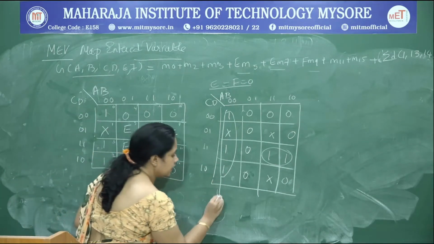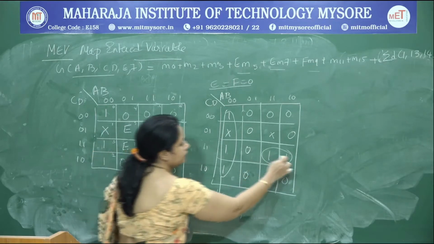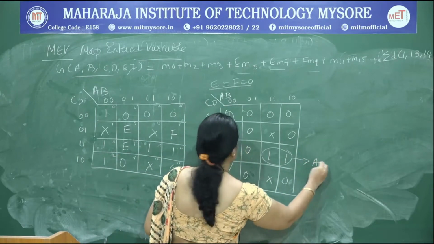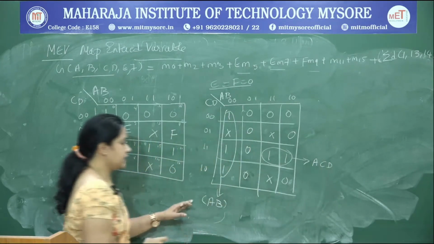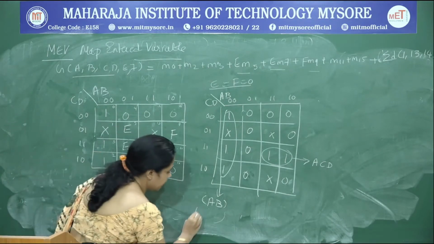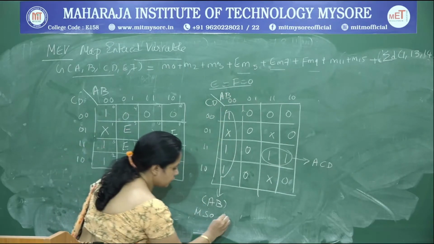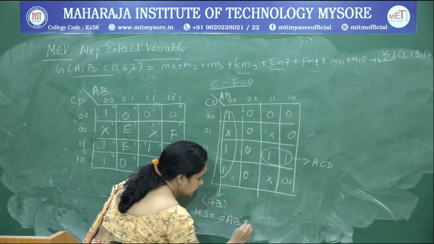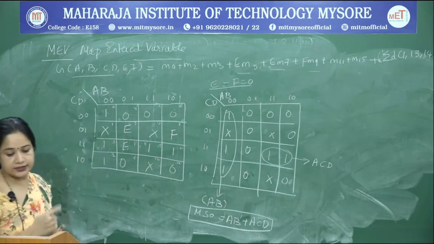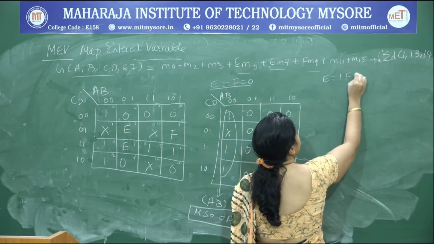So what is common here? We have A, B is common, and here what is common? We have A, C, D. So this is the case when F is equal to 0 and E is equal to 0, and let me call it MS naught, wherein E and F are 0. This is going to be AB plus ACD. Now I will consider the next case wherein E is equal to 1 and F is equal to 0.